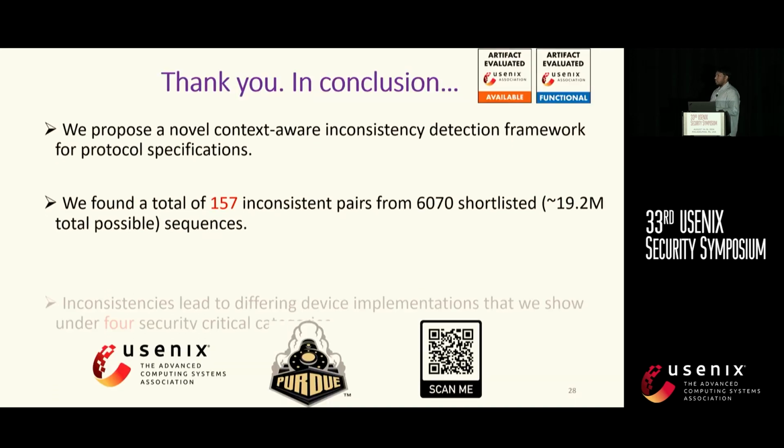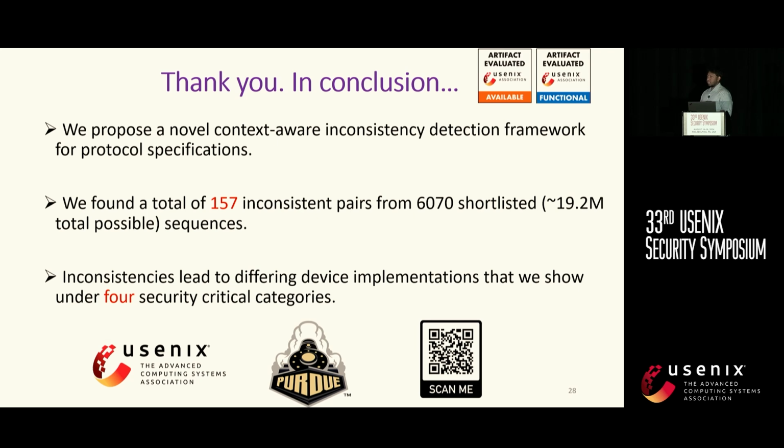In short, we define a context-aware novel framework which can identify inconsistencies in the cellular network specifications. We take 4G and 5G specifications here, and we found about 157 inconsistent pairs out of an overall 19.2 million possible pairs. We categorize them into 4 different scenarios under the 2 cellular networks, 4G and 5G, with 7 and 11 inconsistent categories. Thank you, and CellularLint is completely open sourced. We have also evaluated the artifacts, so if you have any questions, I'm happy to take them.